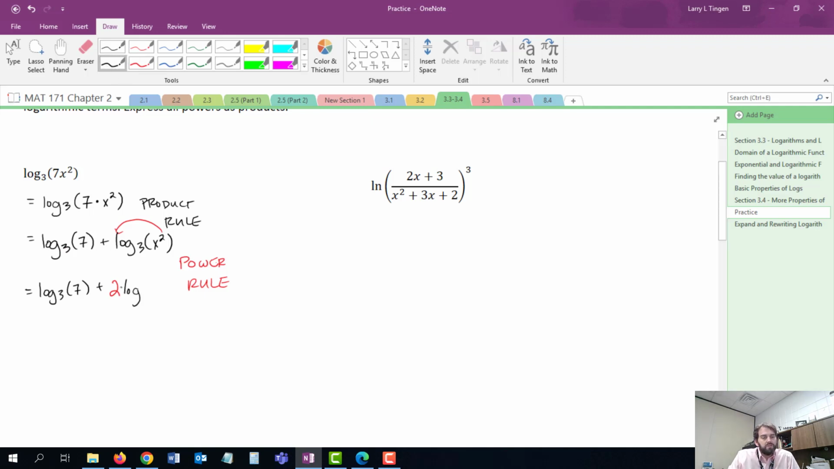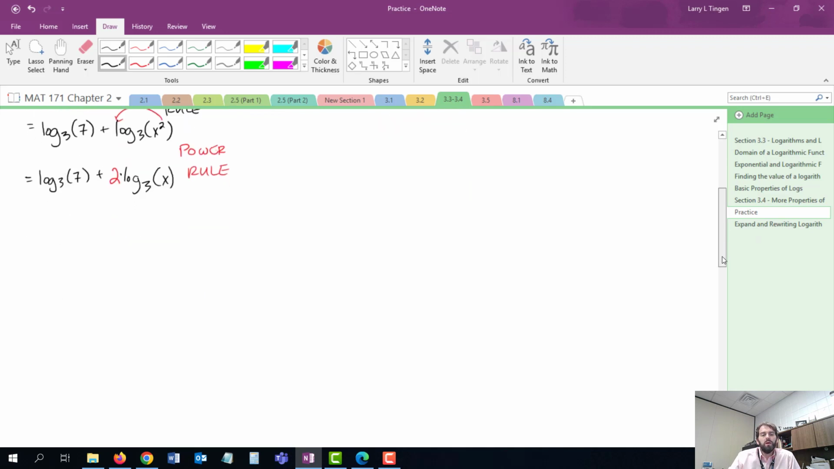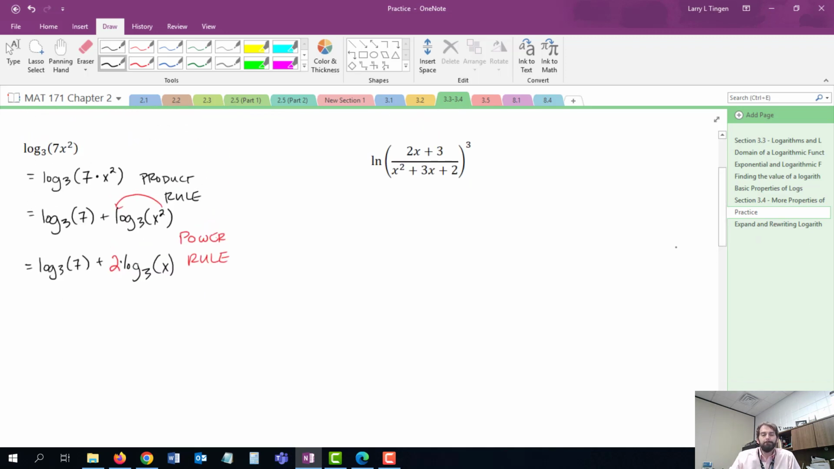2, and I do put the dot there to help, log base 3 of what? Of x. Is there any more I can do for that? Nope, that's it. So go down the list. Let's look at what we started with and look at what we ended with. We ended with addition and subtraction of simple logs. Perfect. Is there any more to do?